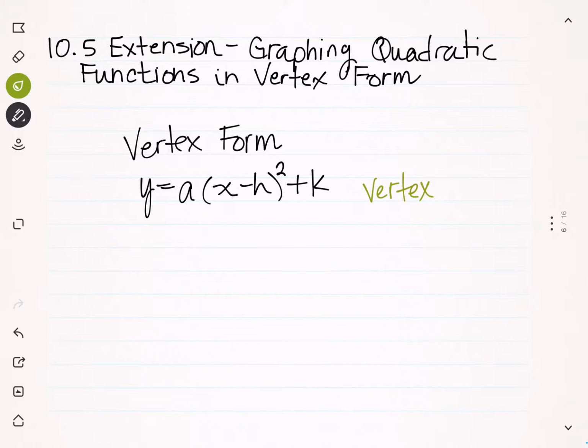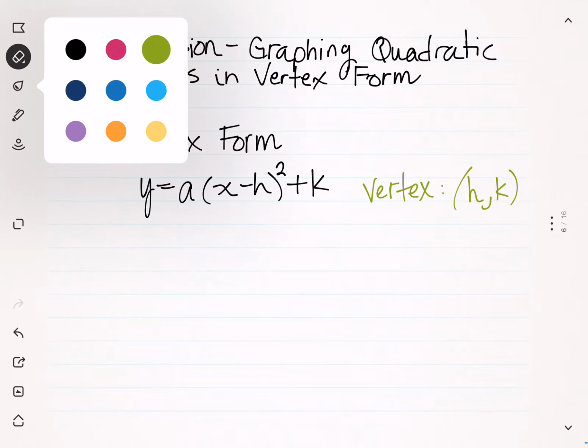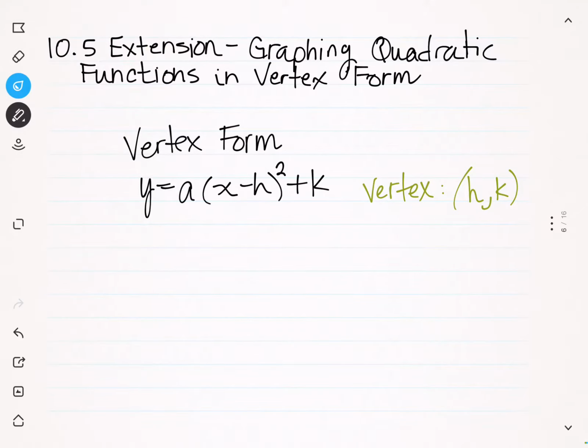because the vertex of the parabola is going to be located at the point (h, k). So if we can identify the number representing h and the number representing k, we will know where the vertex is without even having to solve. Also, we learned previously that the axis of symmetry always goes through the vertex. So then our axis of symmetry is going to be x is equal to our x value of our vertex, h.